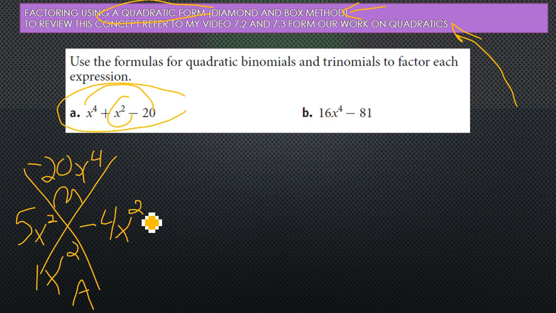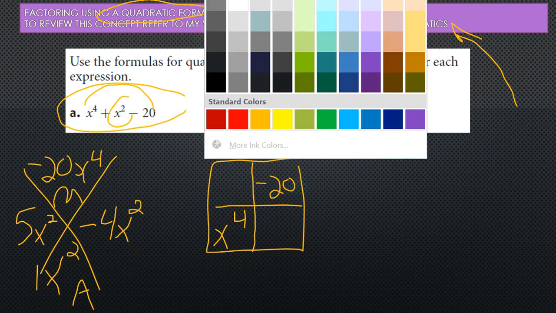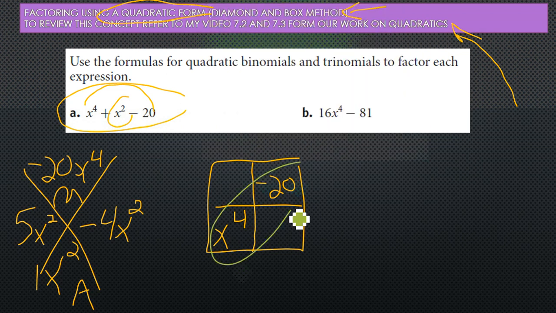Now we call it a diamond in a box because now we need the box. So remember, in the bottom left, we're going to put just our first term, which is x to the fourth, and our last term. Just to reiterate this point, we're using the first and last here, and we're using them here. Here we're using them together in the top of the diamond. Here we're splitting them apart.